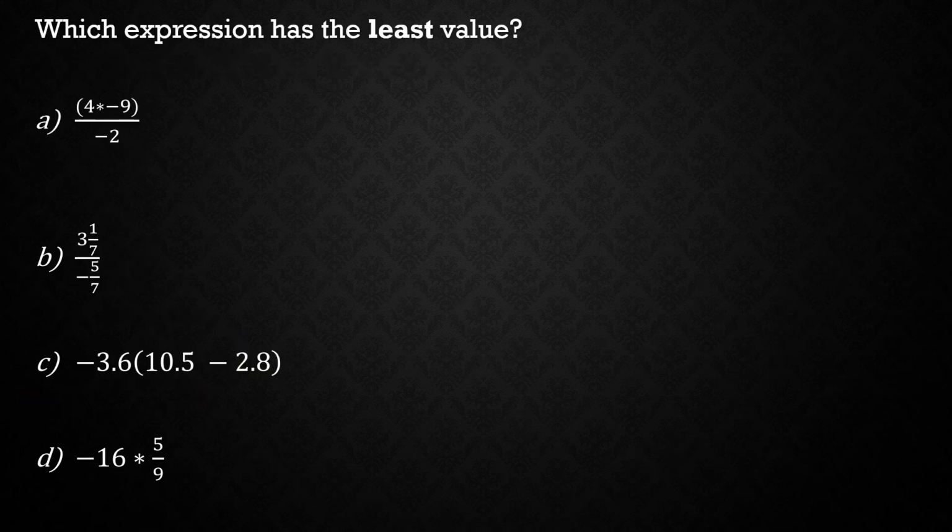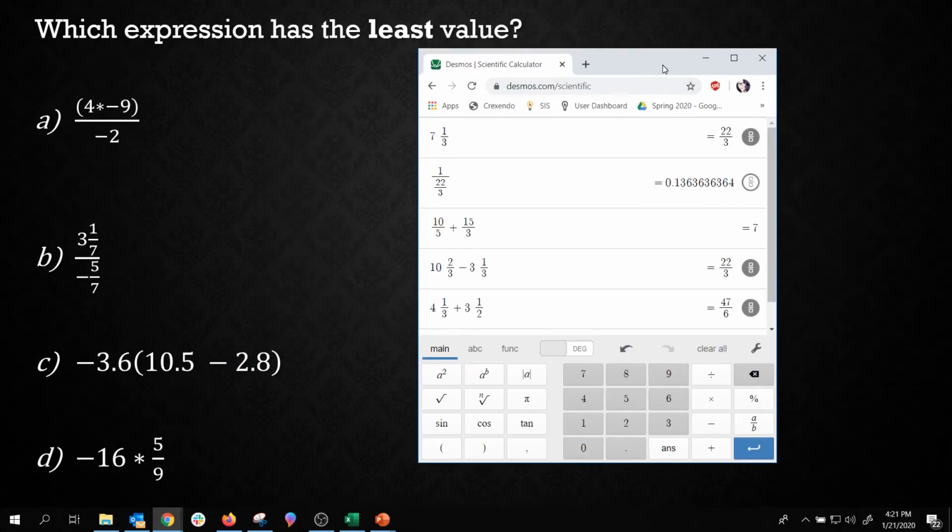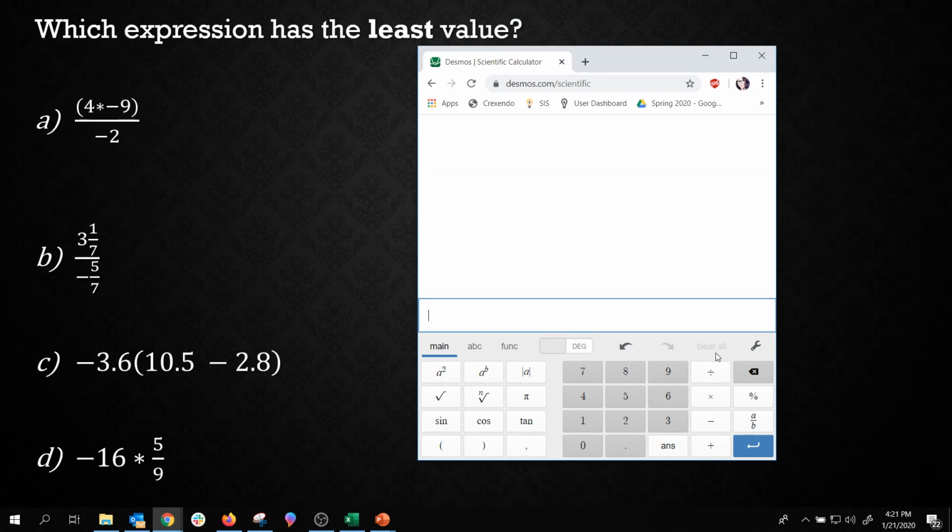Alright, next one. So we want to know which expression has the least value. Least means smallest, right? So we want to see which one has the smallest value. So I'm going to type these in exactly how I see it. So I have 4 times -9, all over -2. Next one is 3 and 1 over 7, over -5 over 7. I have -3.6 times 10.5 minus 2.8.